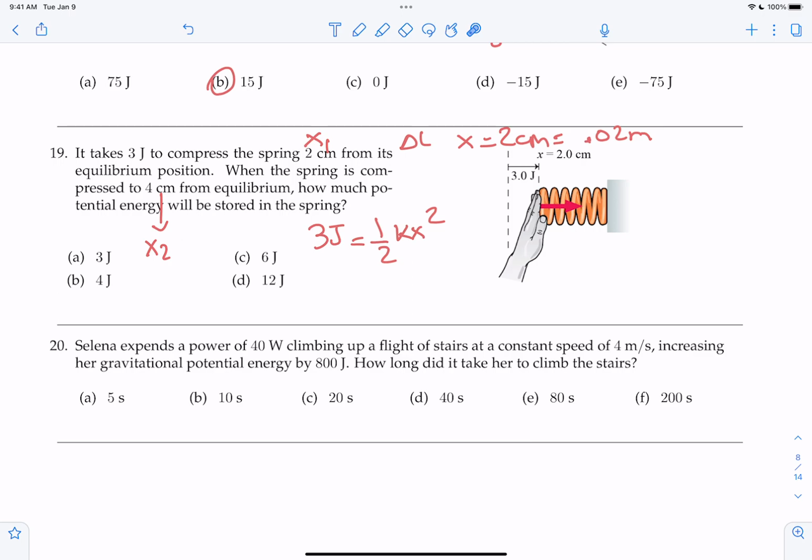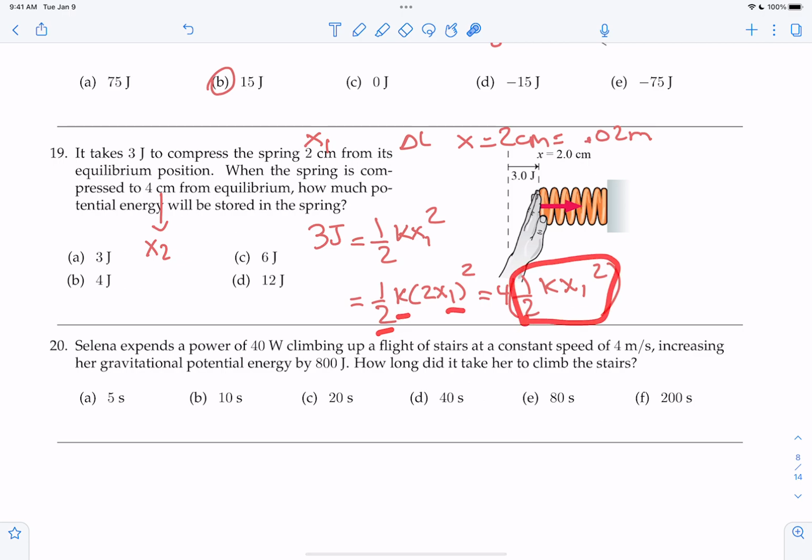Exactly, it's doubled. So if we go from x1 to half k times (2 x1) squared, that is half k x1 squared, but we also take 2 squared, so it's times 4, because this is 2 squared and x1 squared. So if you know that half k x1 squared is 3 joules, then 4 times half k x1 squared is 4 times 3 joules, and that gives you 12 joules. Does that make sense?